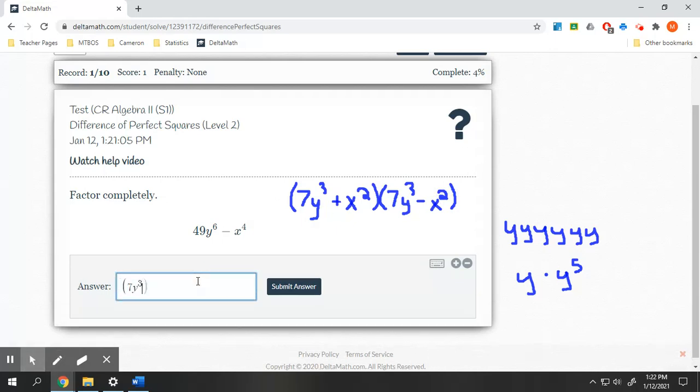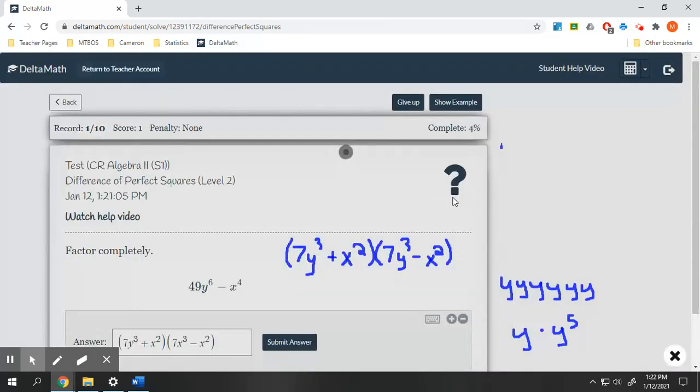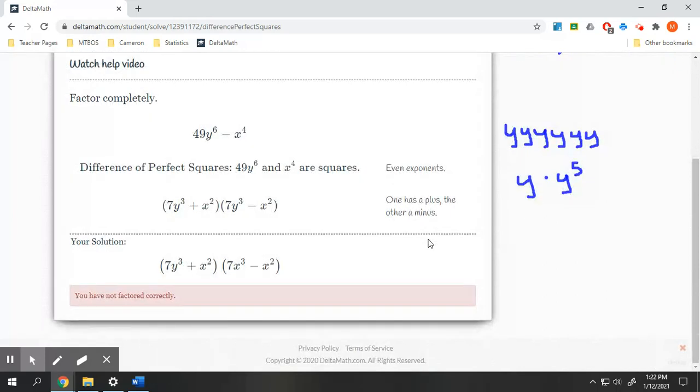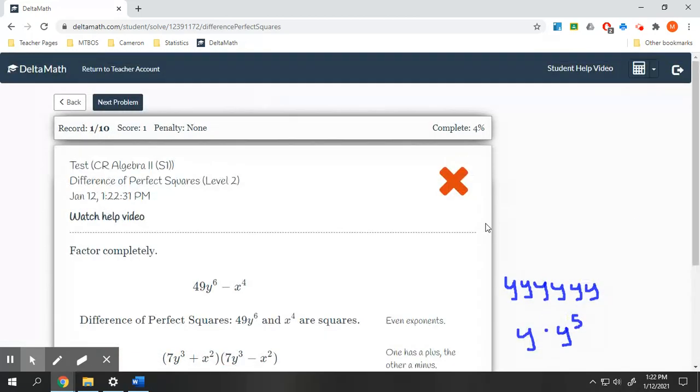I have 7y to the third plus x squared, and 7y to the third minus x squared. All right, so you should have enough information to get going on your difference of squares. Oh, darn, I had a typo. Silly me. Pretend that I did that right. So you have 7y to the third plus x squared, 7y to the third minus x squared. You should have enough to get started on your homework.